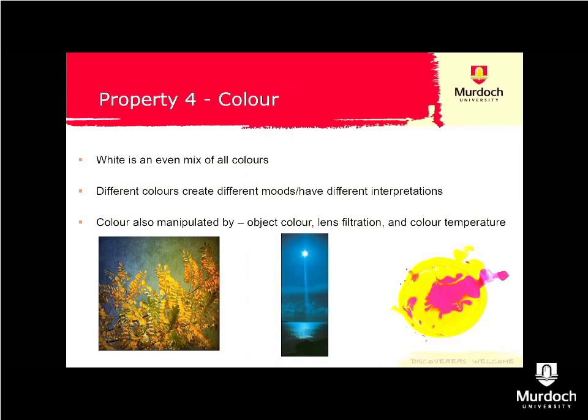Just moving on to colour now. So this is property 4. So we've gone through intensity, gone through direction, and we've gone through quality, which is hardness, softness of light. And now we're just looking at colour.